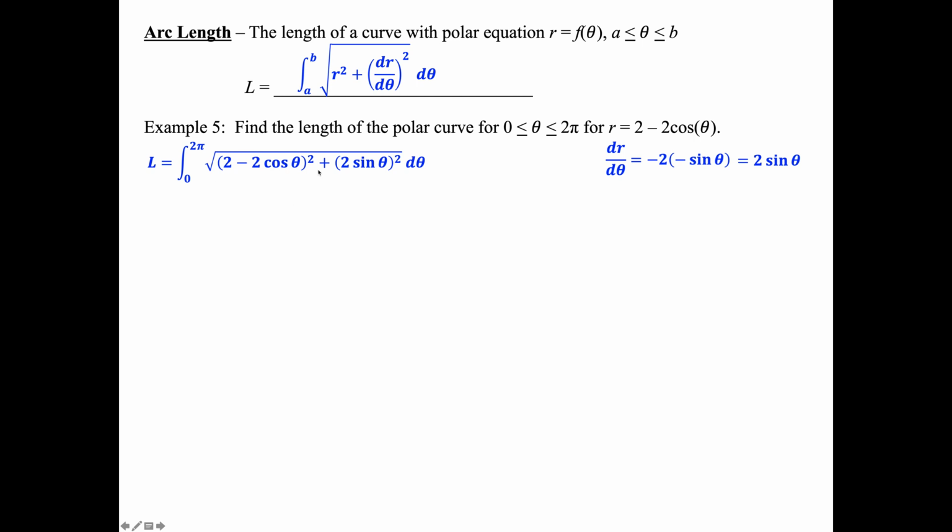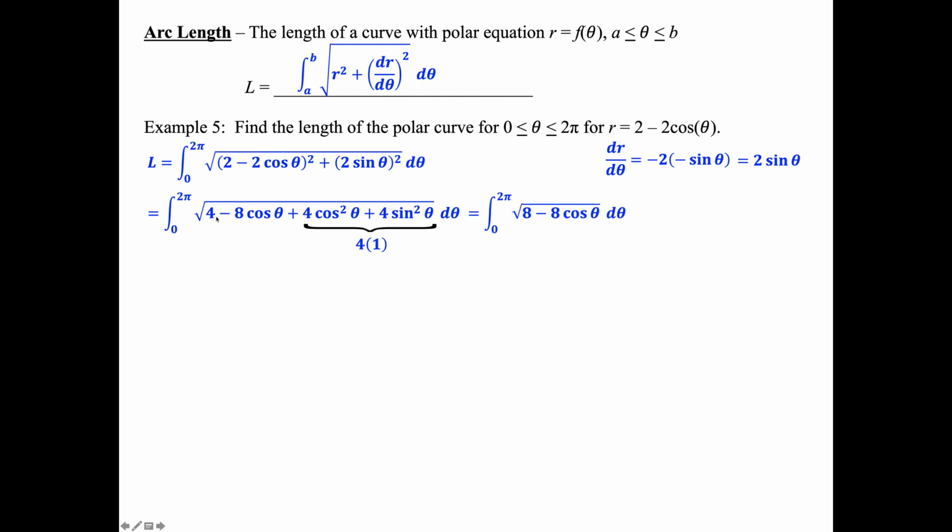So we can plug that into our formula. We're going to have to FOIL this out. So that's 4 minus 8 cosine theta plus 4 cosine squared theta. Multiply this out, 4 sine squared theta. Wait a minute. Sine squared plus cosine squared, that's a 1. So these two terms right here, we factor away the 4. That becomes 4 times cosine squared theta plus sine squared theta, which is just going to give us 4. So we can add that 4 to this 4, and that gives us 8 minus 8 cosine theta inside of our radical.